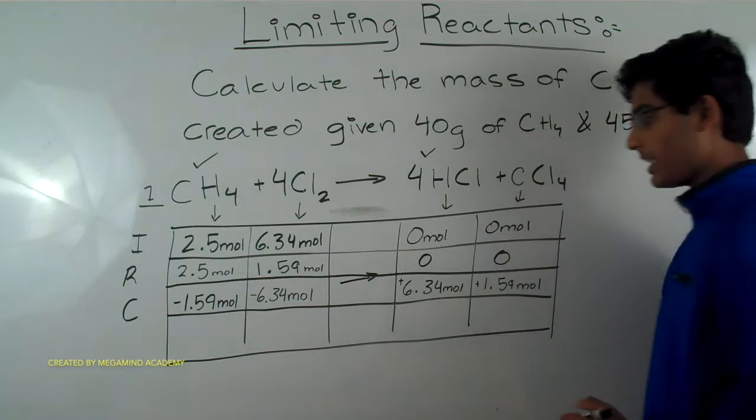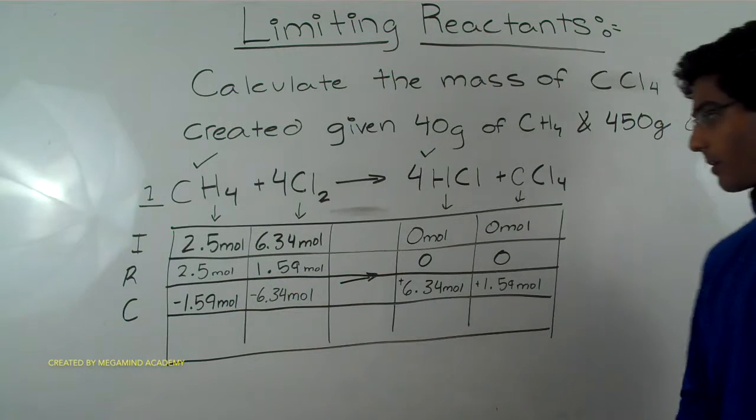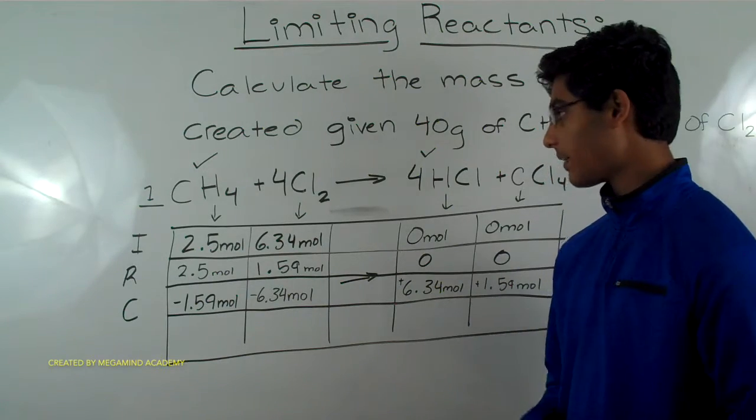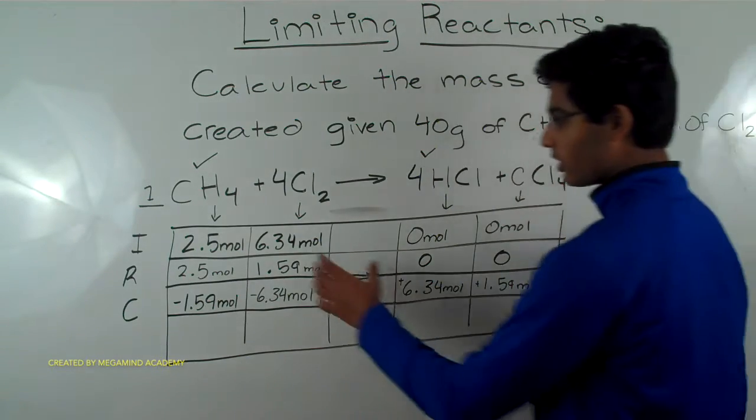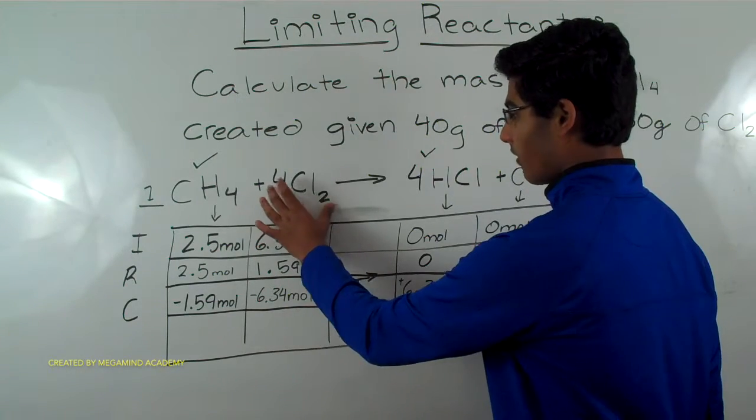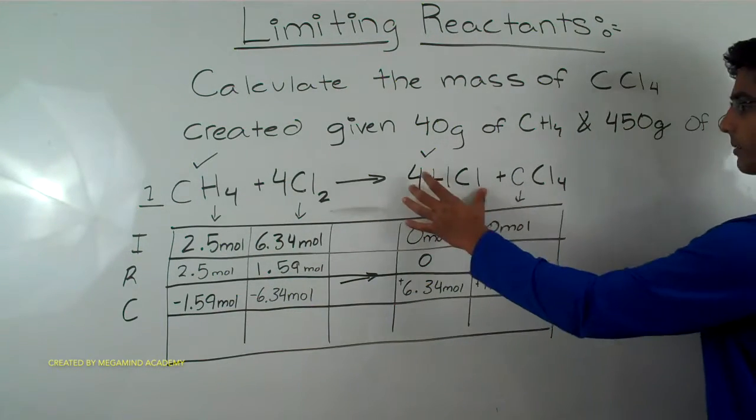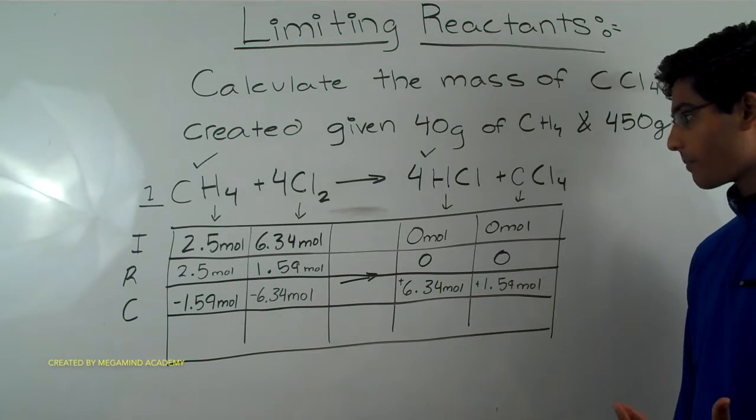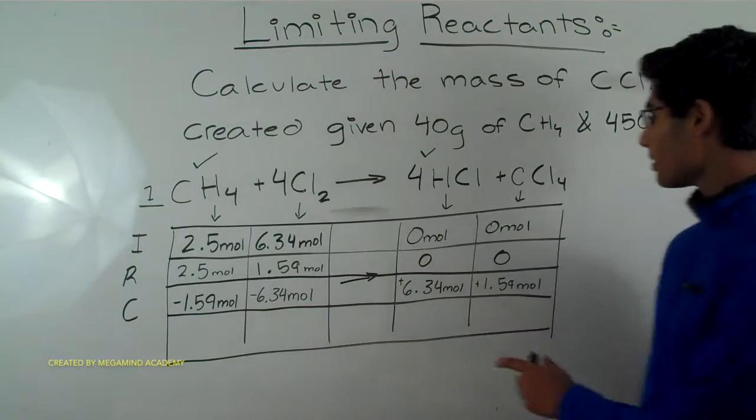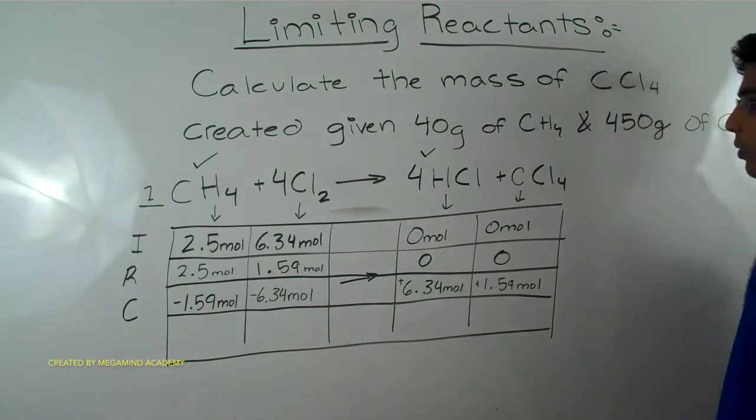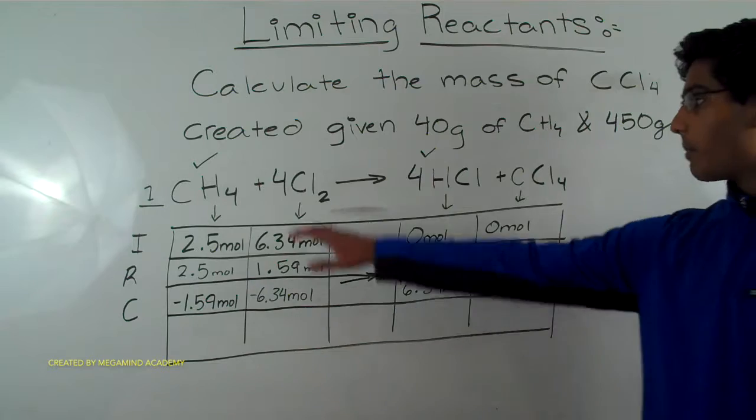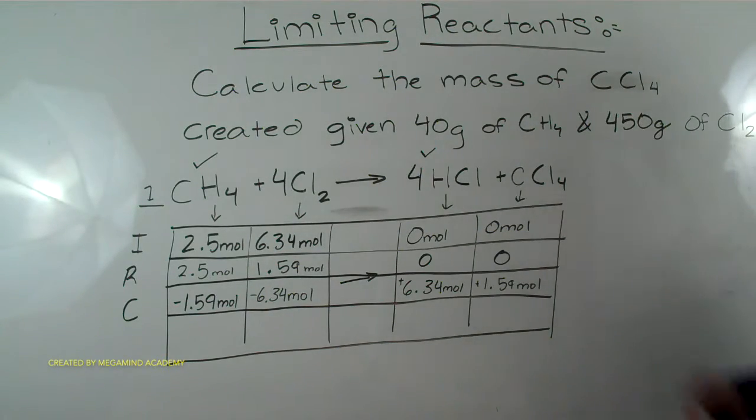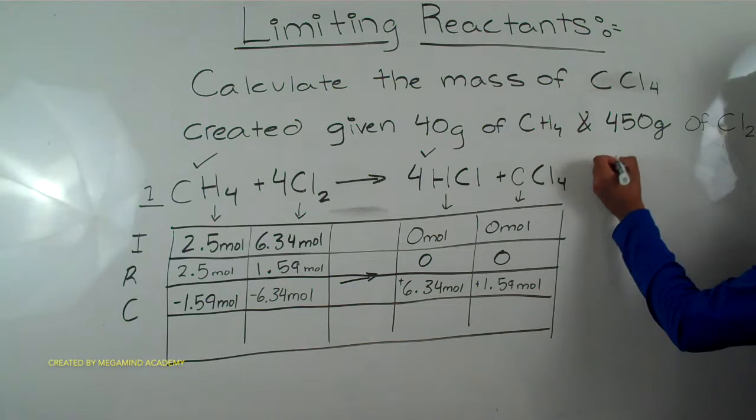Now let me explain why we needed to do that and why we used this value here. This basically helps us with the mole ratios once again. When we use 6.34 moles of this, and we're creating some amount of moles here, we look at the mole ratios to figure out how much we're creating. To figure out how much CCl4 we were creating, we would divide 6.34 by 4, and then multiply it by the coefficient here, which is 1, because the ratio is 4 to 1.